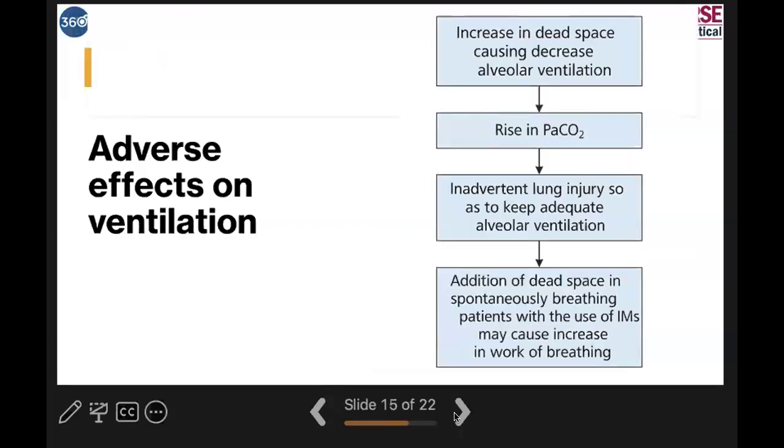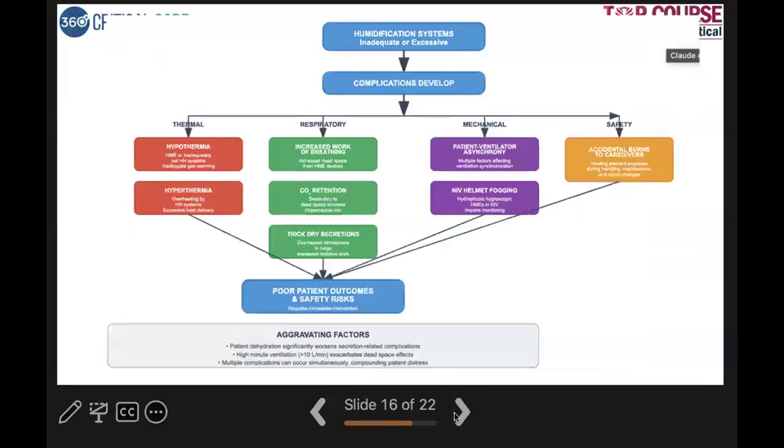So, when it comes to humidifiers, adverse effects on ventilation, it can increase the dead space, it can increase the type 2 failure, eventually leading up to complications of this type 2 failure. And when you see this, why do such complications develop? Okay. And that we will see in the next slides.